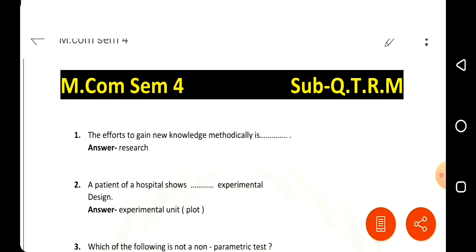Second question, a patient of hospital shows dash experimental design. The answer is experimental unit plot. Third question, which of the following is not a non-parametric test? Answer is F test.